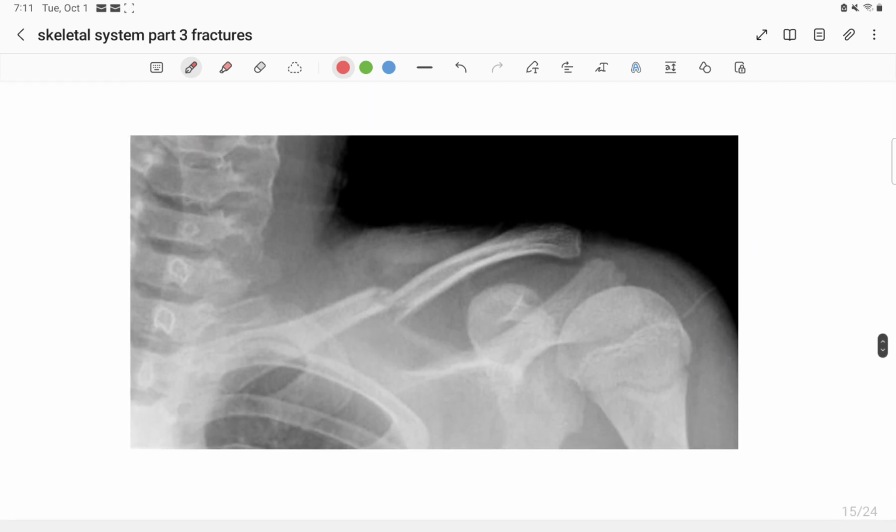Okay, what am I looking at? So this is a shoulder, and this is the clavicle. And as you can see, the clavicle is broken about mid-shaft.